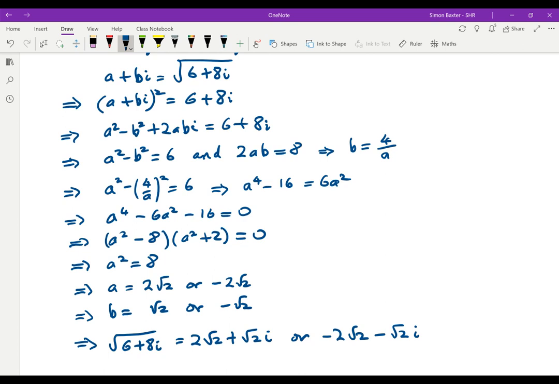Now that is a very simple way to find the square root of any complex number. This is all done in your textbook FP1 on pages 21 to 23.